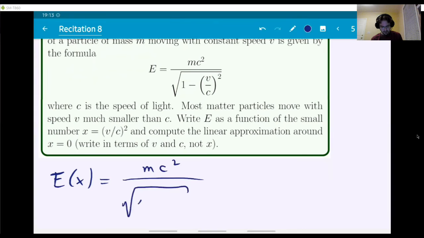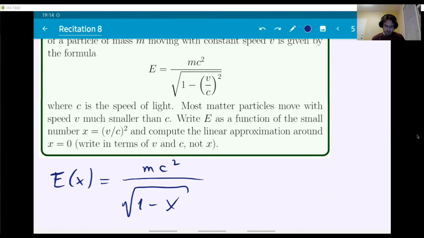It is just replacing the thing that we just called x. X is v over c squared. That's right here. So I'm just replacing that by x, where m and c are just constants anyway. So this is E as a function of x. And as I said, x is a small number. So they're asking us to write E as a function of this small number x, and then do linear approximation around the number 0. They didn't call this A, they called it x. That's just a matter of wording, okay?